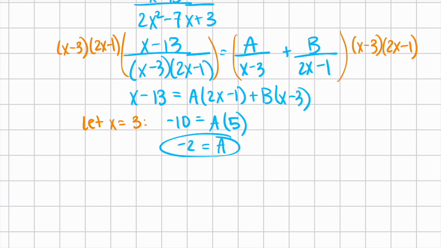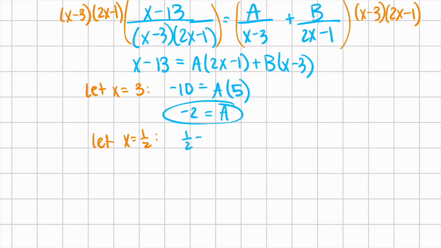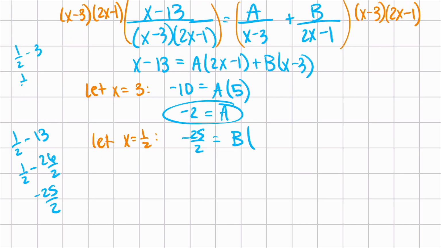To get B by itself, I'm going to let x equal 1/2. On the left side, I have 1/2 minus 13, so let's show some work over on the side. 13 is 26 over 2, so this is negative 25 over 2. On the right side, my A term cancels because 2 times 1/2 is 1, and 1 minus 1 is 0. And then I have B times 1/2 minus 3. So if we need to show work, we can do that. We get negative 5/2.